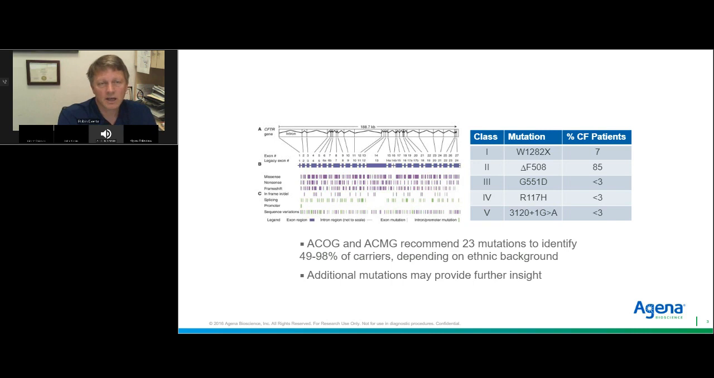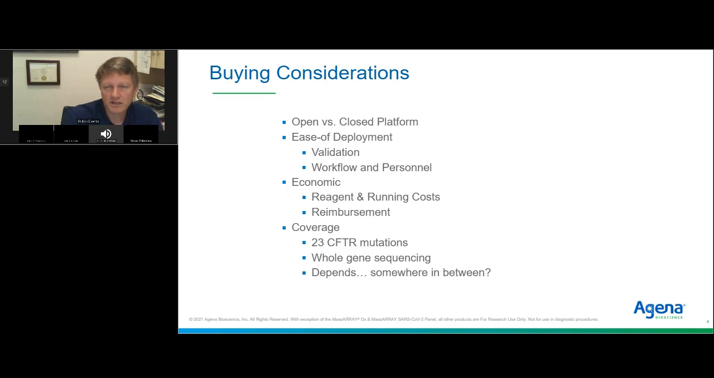So when you're looking at a platform, there are different buying considerations, of course. Open versus closed, ease of deployment. Do you have to do a validation or not? What's the workflow? How many personnel do you need for it? Economics, what's the running cost? Is there reimbursement? And then, of course, coverage. As I talked about, there's the ACOG ACMG 23 CFTR mutation panel. You can also do whole genome sequencing, where you find everything under the sun, including a lot of unknown variants of unknown significance.